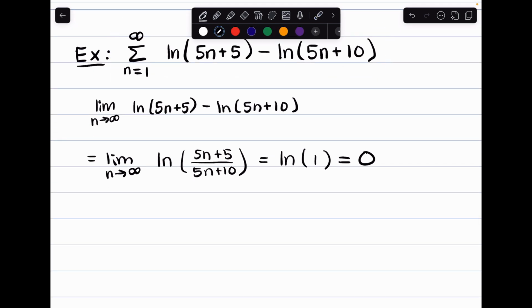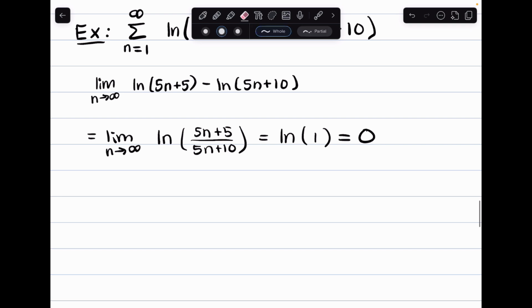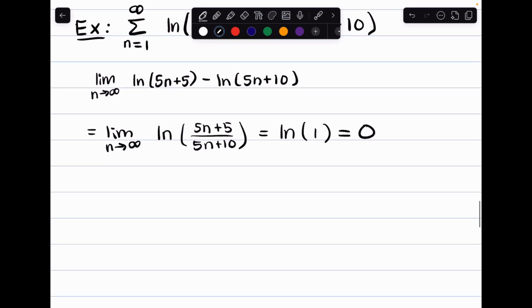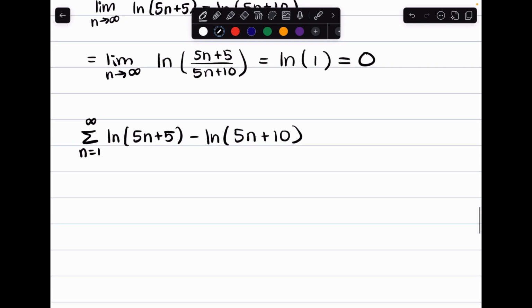This series actually ends up being a telescoping series. And by that, I mean that if you write out what the series is, you're going to get a bunch of cancellation of the terms. So let's go ahead and do that so you can see what I'm talking about. We would have the sum n equals 1 to infinity of the natural log of 5n plus 5 minus the natural log of 5n plus 10. And let's just write out term for term what this is talking about.